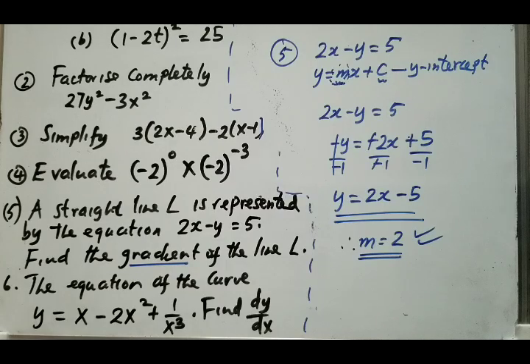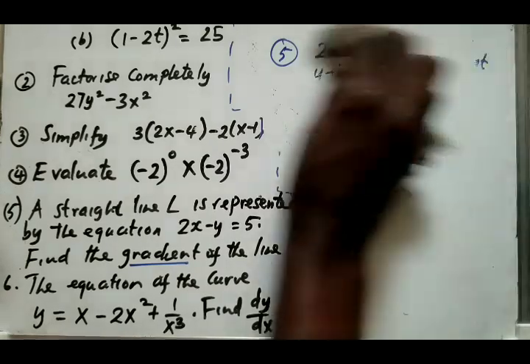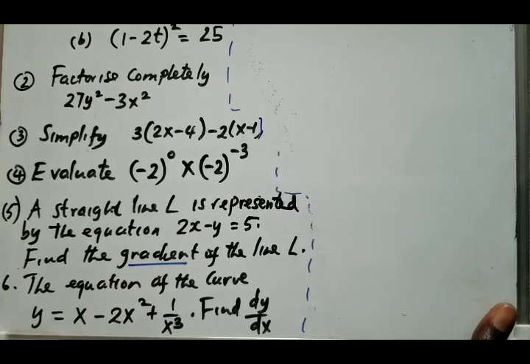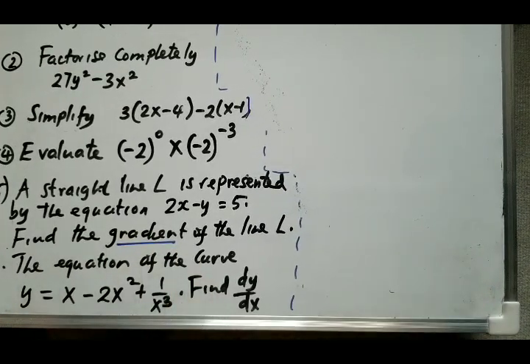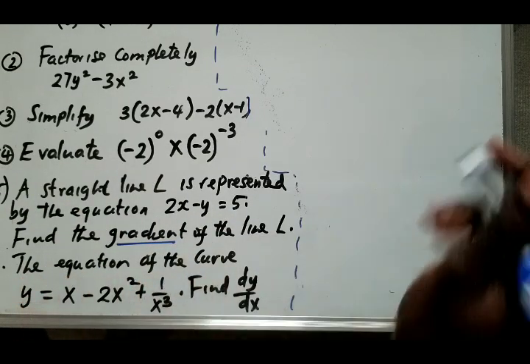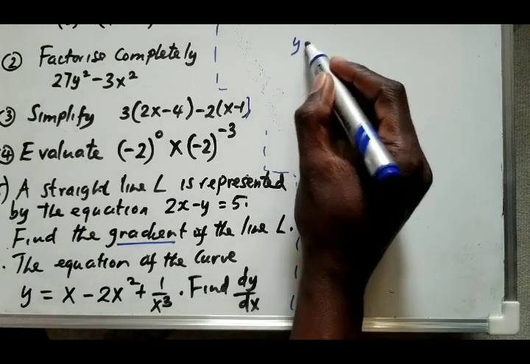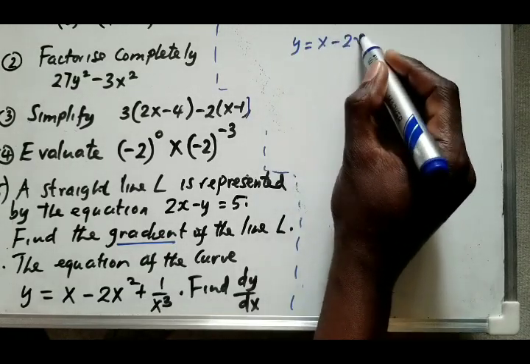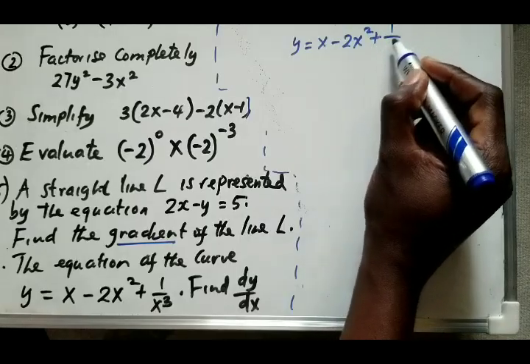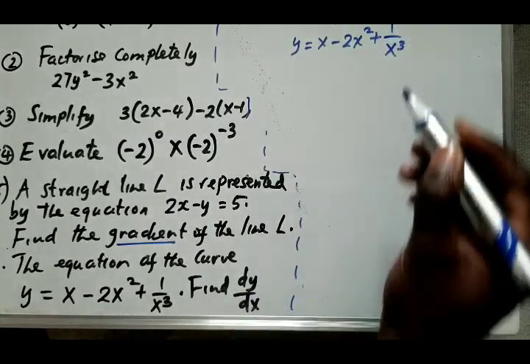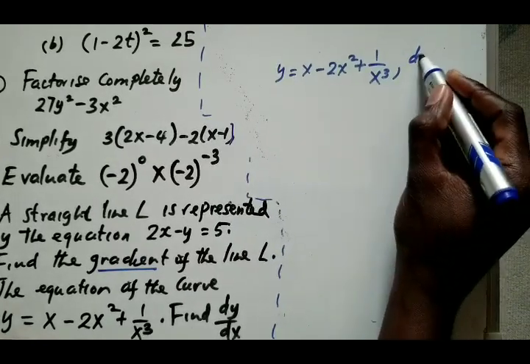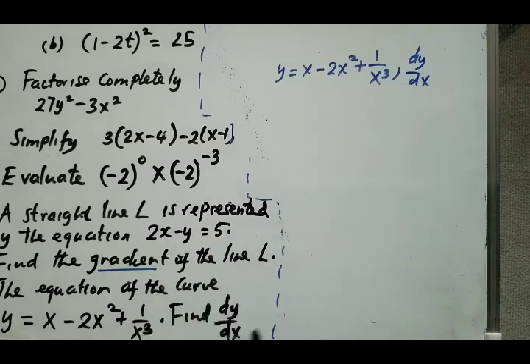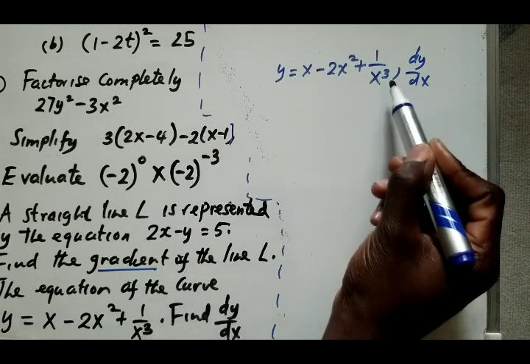Okay, let's move on to question number 6. Not the least one, but that is the basic question that I actually did there. It was saying that the equation of the curve, this is under calculus. What we previously did is under coordinate geometry. The equation of the curve, so they have given you the equation of the curve y is equal to x minus 2x squared plus 1 over x raised to the power 3. Then it says that we find dy over dx. dy over dx is simply the derivative or the gradient in simple terms. So they want you to find the gradient.